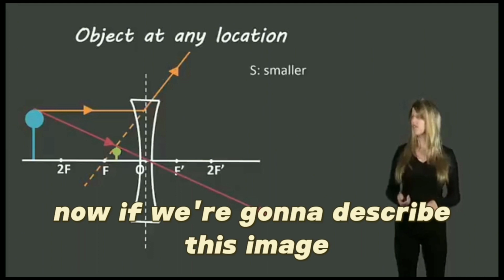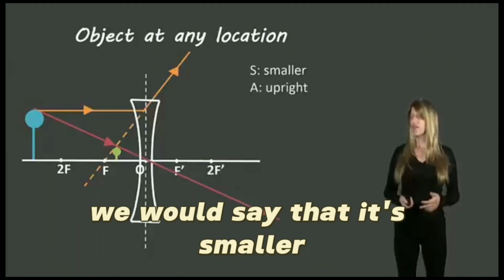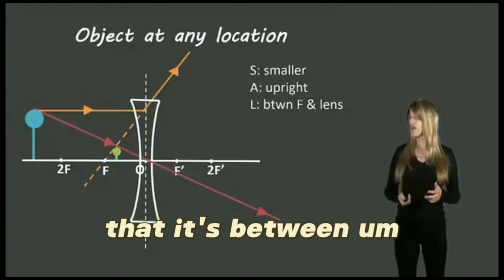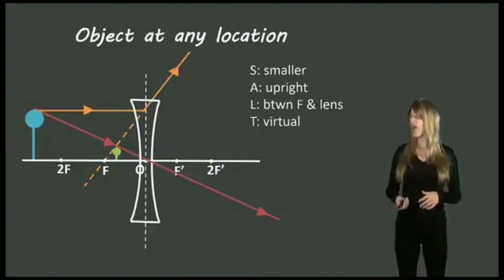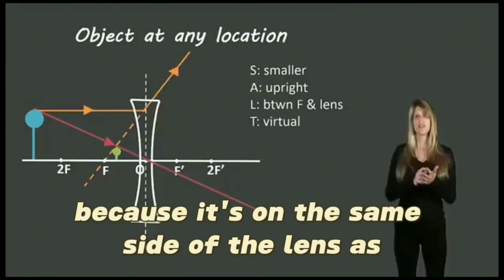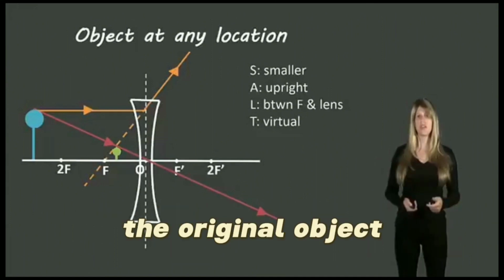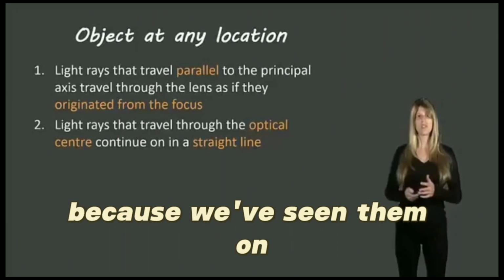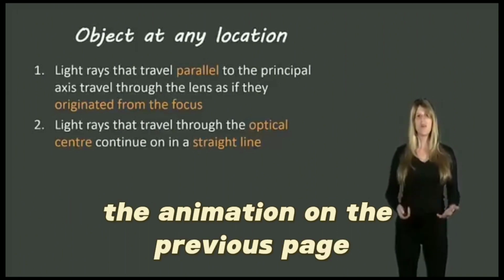Now if we're going to describe this image, we would say that it's smaller, that it's upright because they're both facing in the same direction, that it's between F and the lens, and that it is a virtual image because it's on the same side of the lens as the original object. So here are the rules written down. I'm not going to read through these because we've seen them in the animation on the previous page, but if you'd like them in the notes, please just pause the video.